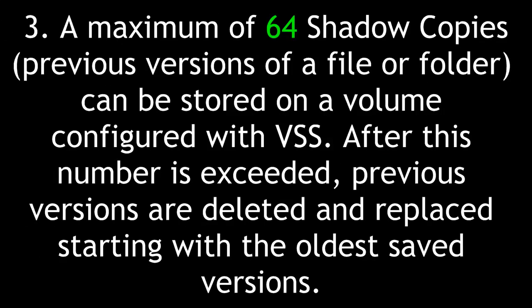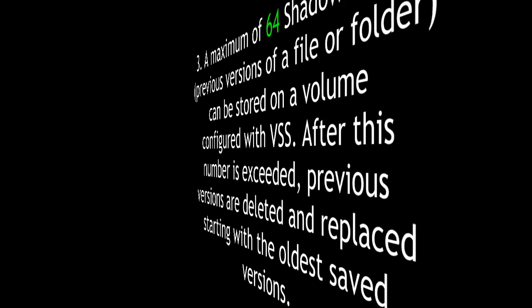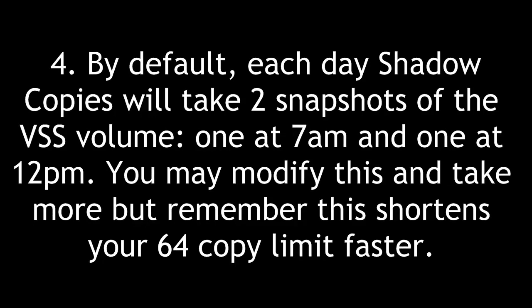3. A maximum of 64 shadow copies, that is previous versions of a file or folder, can be stored on a volume configured with VSS. After this number is exceeded, previous versions are deleted and replaced starting with the oldest saved versions. 4. By default, each day shadow copies will take 2 snapshots of the VSS volume, one at 7 a.m. and one at 12 p.m. This means that each day you get 2 copies where you can go back to previous versions. You may modify this and take more, but remember this shortens your 64 copy limit faster.